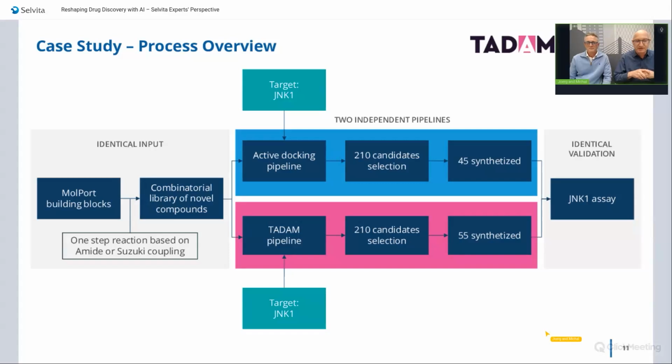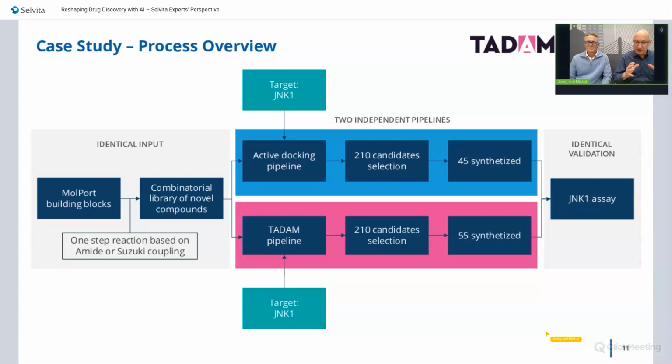This library was created in the way that we took the building blocks from Wuxi, which is an inventory of chemicals. These building blocks were then, in a one-step reaction based on amide and Suzuki coupling, turned into a combinatorial library. And then we were selecting 210 candidates from our active docking and 210 candidates from TADAM and give them to our chemists. And our chemists were able to synthesize 45 from active docking and 55 from TADAM.